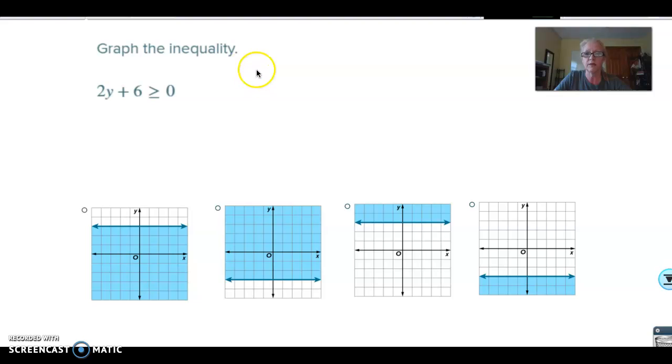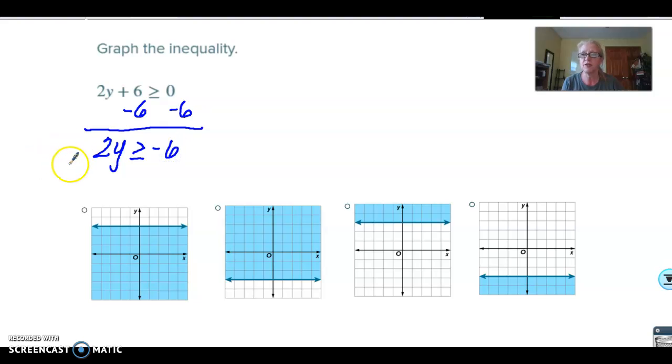Now, what you would do here is solve this inequality just like you normally would. Let me switch to pen. You want to get y by itself, so you would subtract 6 from both sides. Then you would have 2y is greater than or equal to negative 6. Then you divide both sides by 2, and you will have y is greater than or equal to negative 3.